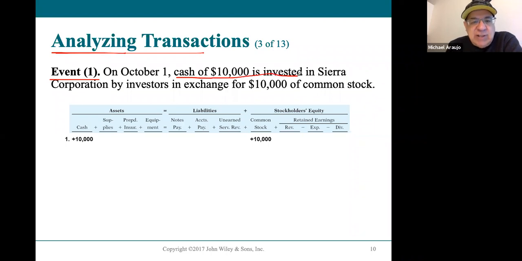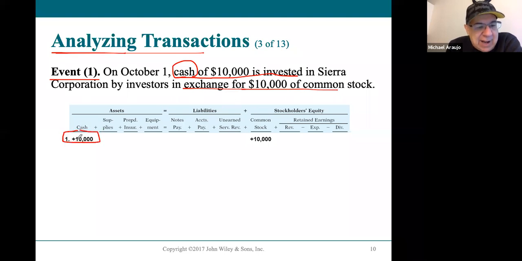$10,000 of cash is invested in exchange for $10,000 of common stock. That's a transaction because the financial condition of the company has changed. How has it changed? Well, the company just got a whole mess of cash. So as you see here under the assets, since cash is the first asset account, what this shows us is we actually have more cash.